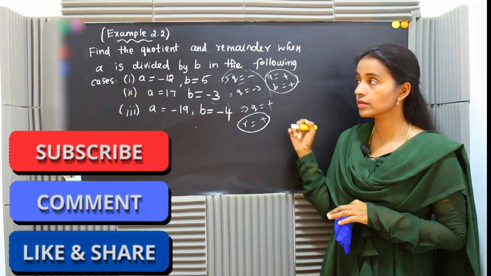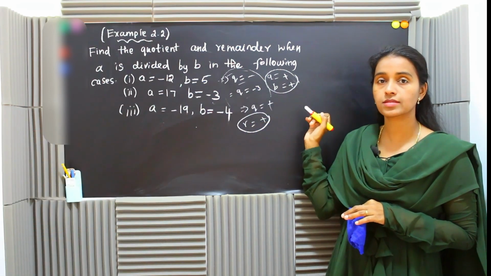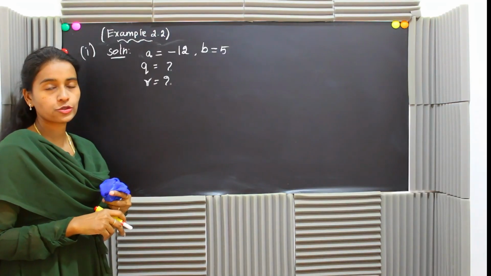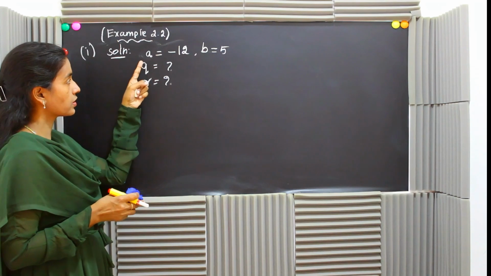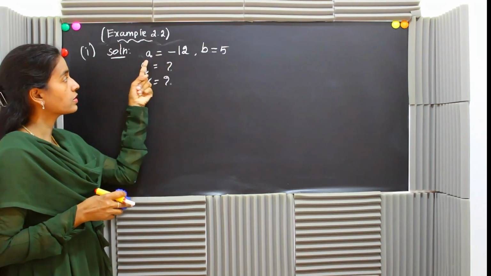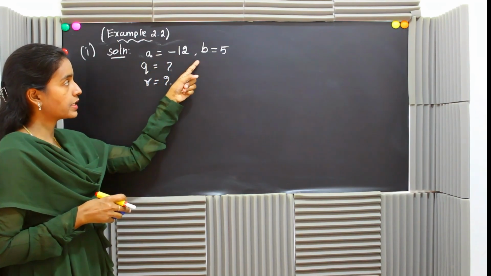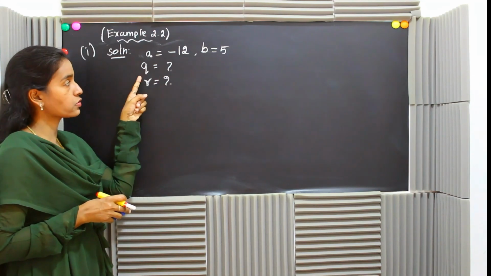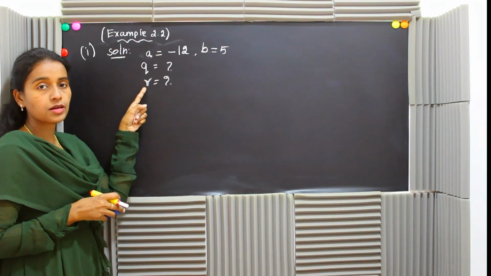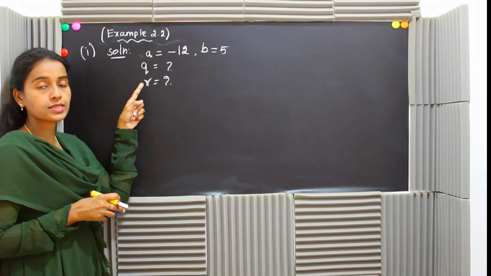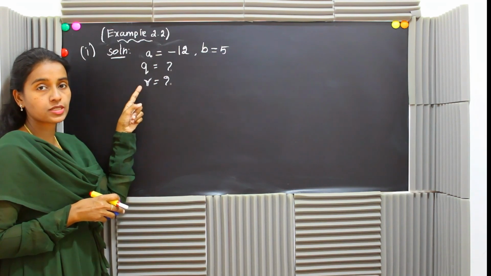I will explain it now. Now we can see the answer. For the solution, I have written the given things. Given things are A and B, that is A equals minus 12, B equals 5. What we need to find out? Q and R. Q means quotient, R means remainder. We are going to use Euclid's division lemma theorem.